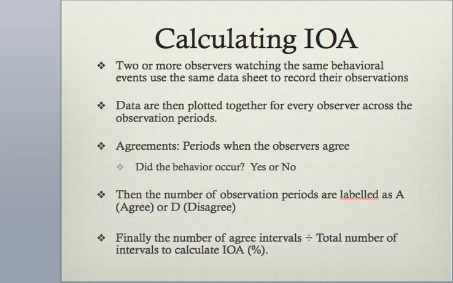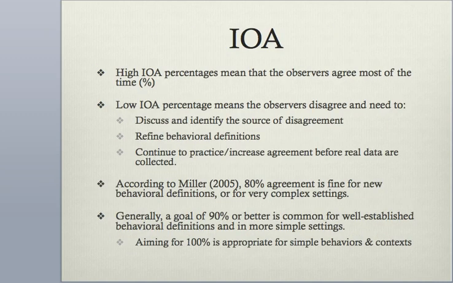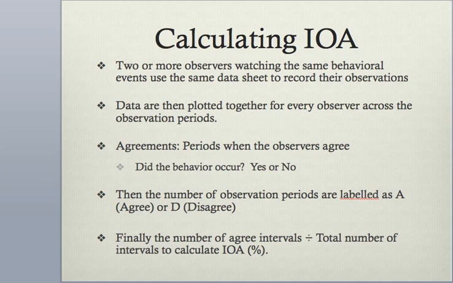So how do you go about calculating inter-observer agreement? When it comes to calculating IOA, typically, again, we've mentioned that you have two or more observers watching the same behavioral events using the same data collection sheet or data collection technologies to record their observations. We then take the data from each of those observers and plot them together for every observer across the observation period. And what we are looking at are the agreements, the periods when the observers agree.